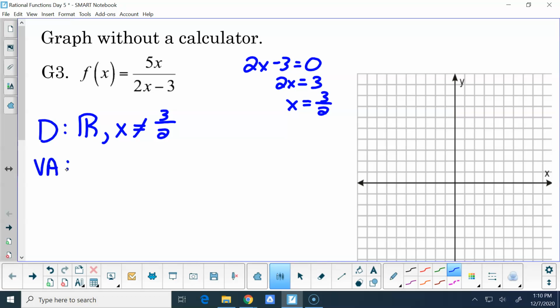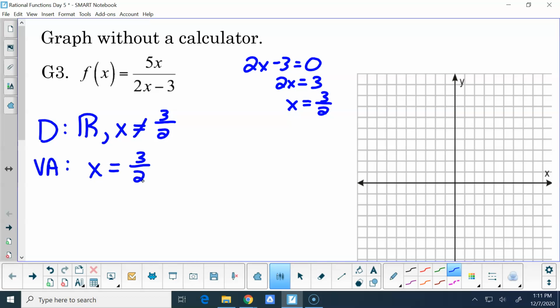I heard somebody say it from the onliners. It should be x equals 3/2 there. One thing I saw when I was correcting homework from last week is that people were just putting 3/2 there. And 3/2 is just a number. It's not a line. Vertical asymptotes are lines, so we have to give them in line form. x equals 3/2.